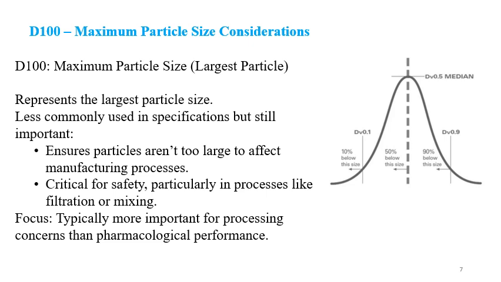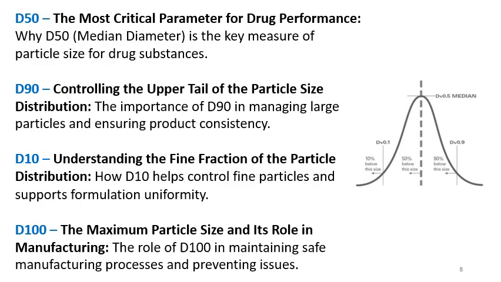D100 ensures particles aren't too large to affect the manufacturing processes, critical for safety, particularly in processes like filtration and mixing. And D100 is typically more important for processing concerns than for pharmacological performance, because D50 and D90 have much more control on the dissolution, solubility, dissolution rate, and bioavailability. So D100 is used sometimes for some products.